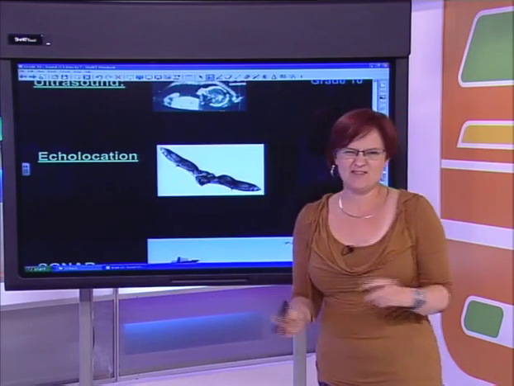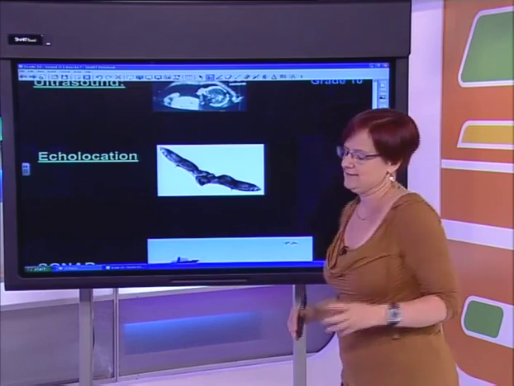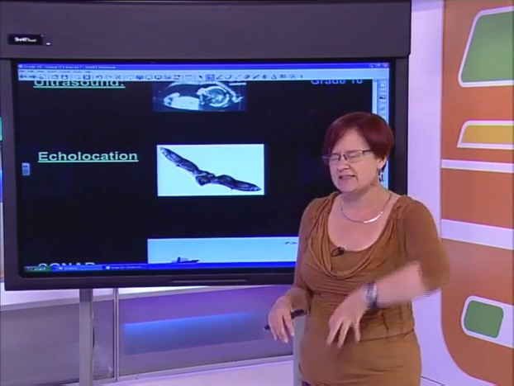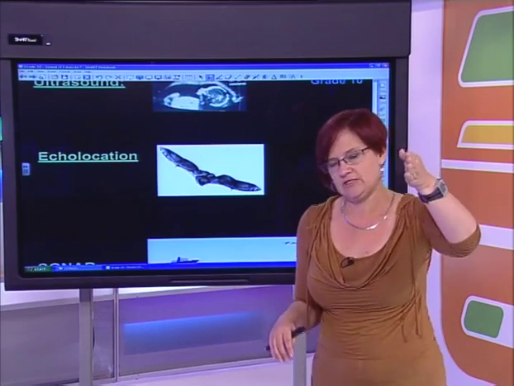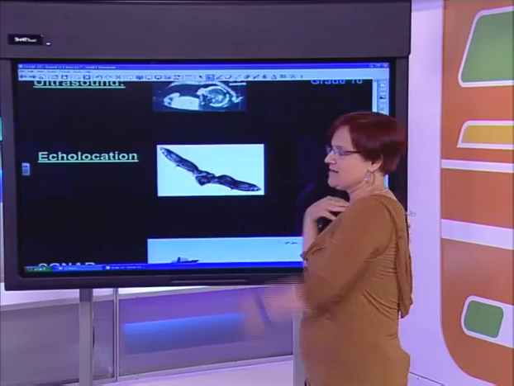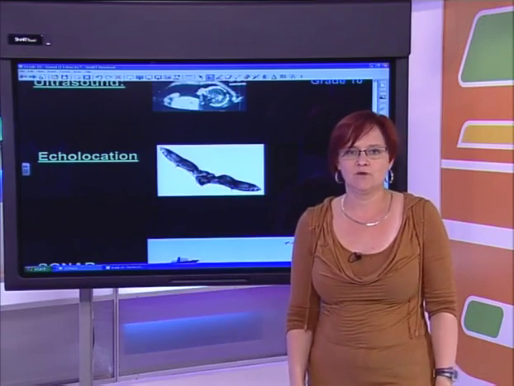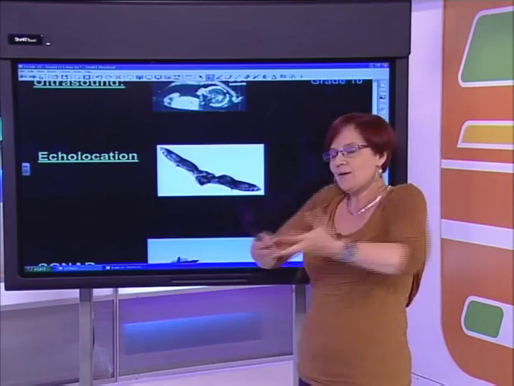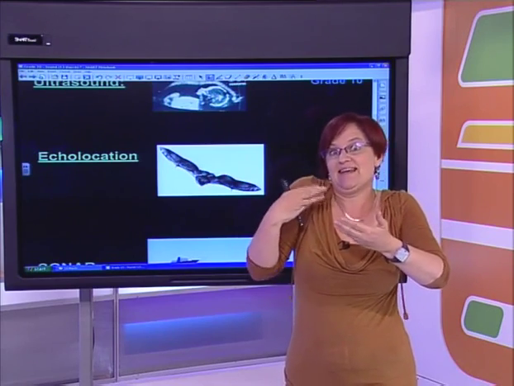But bats are basically blind, and what a bat does is, and dolphins do exactly the same, they send out an extremely high-pitched sound, and then they wait to hear the sound get reflected back to them. And bats always fly with their mouths open, and they get the sound in their mouth.